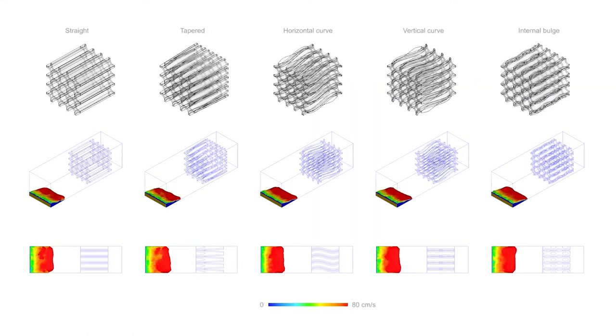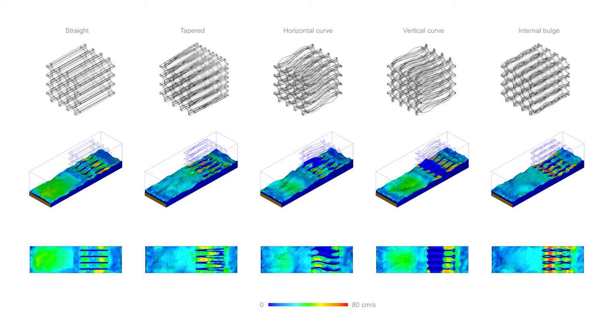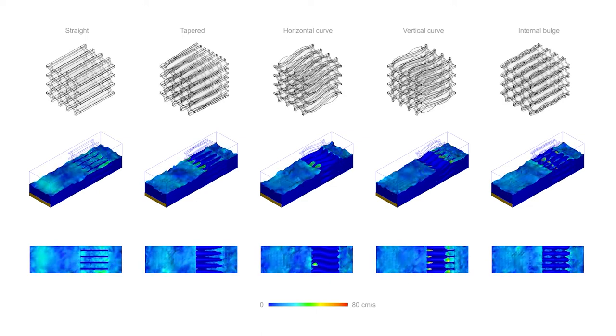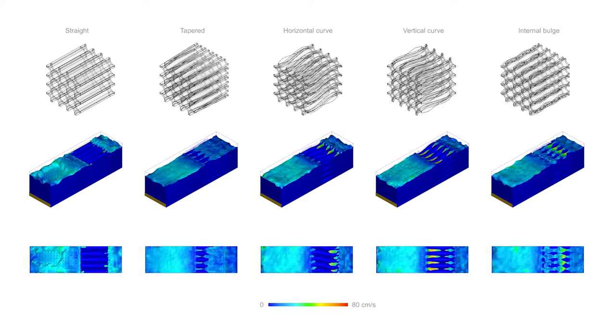Using Autodesk CFD, we tested several channel configurations to understand the movement of water through different geometries. Analysis results show that horizontally curved channels are most suitable due to their overall performance in slowing down water movement and minimizing wear and tear within the channels.